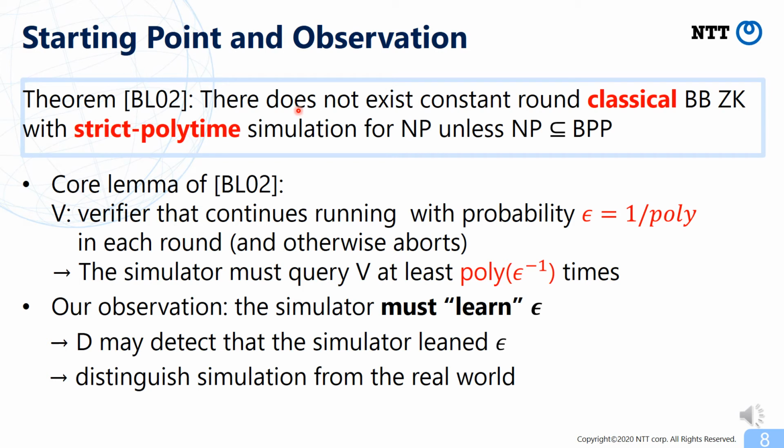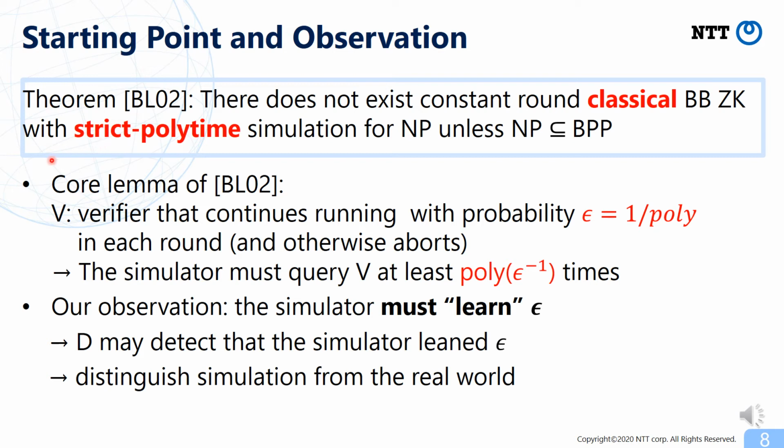From now, I will give a technical overview of the proof of our impossibility result. Our starting point is the impossibility result by Barak and Lindell in the classical setting. They show that there does not exist constant round classical black box zero knowledge with strict polynomial time simulation for NP unless NP is contained in BPP. Here, strict polynomial time simulation means that the simulator always runs in some fixed polynomial time rather than expectation.